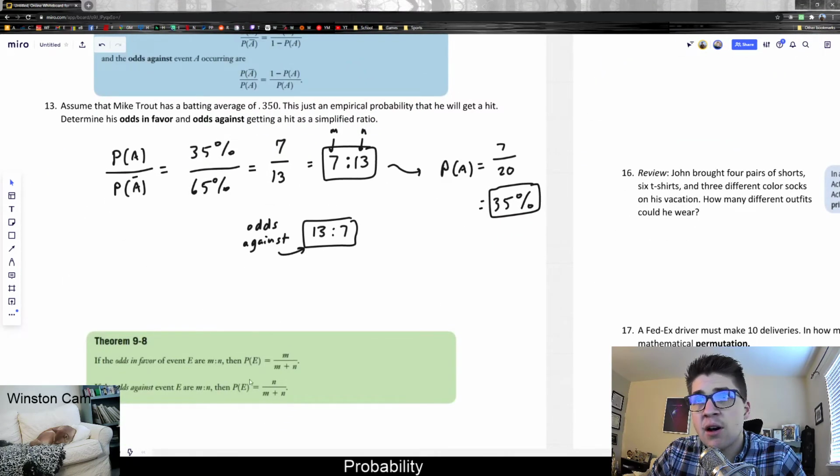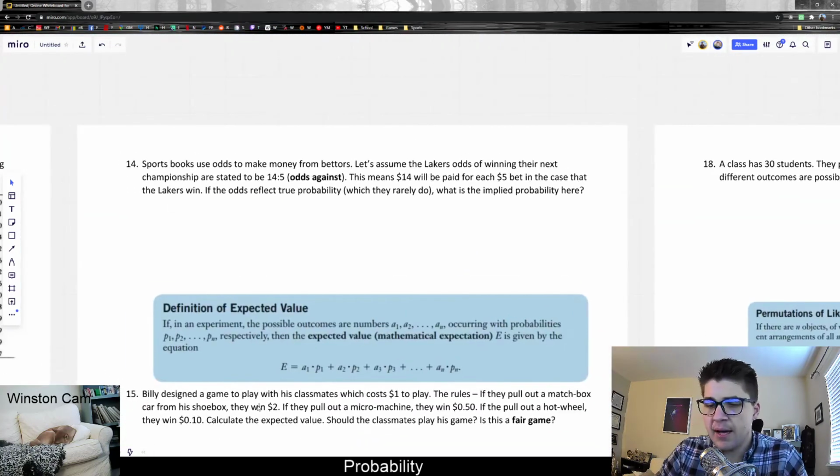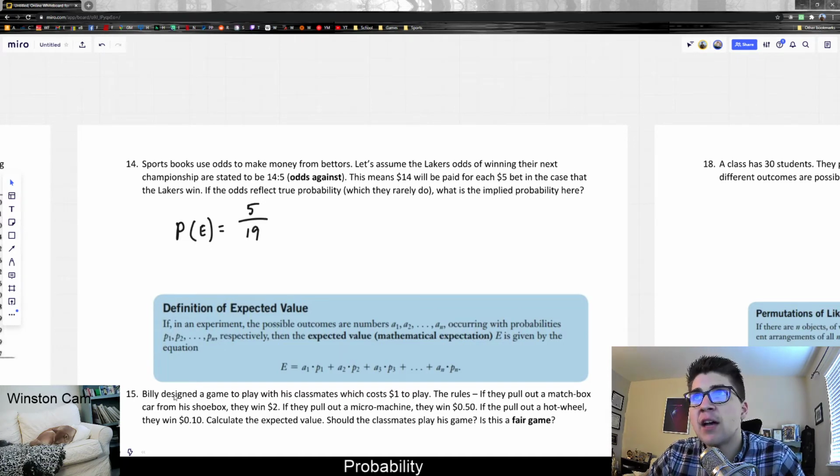If we use the odds against formula, it says the probability of this event occurring would be n divided by m plus n. So the probability of this event, we'll call it E, which is that the Lakers win the championship, is going to be n divided by m plus n. And remember, the denominator is just the sum of the numbers, and the numerator is just one or the other. And usually you can determine which one it is by what makes sense.